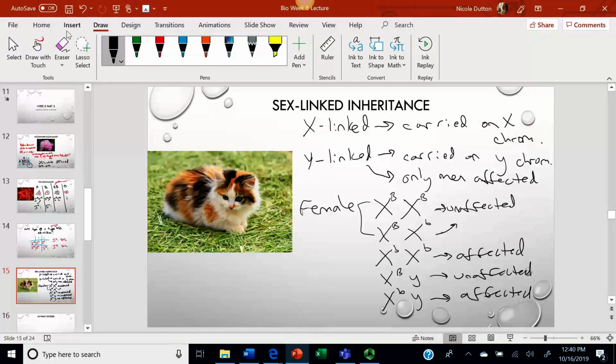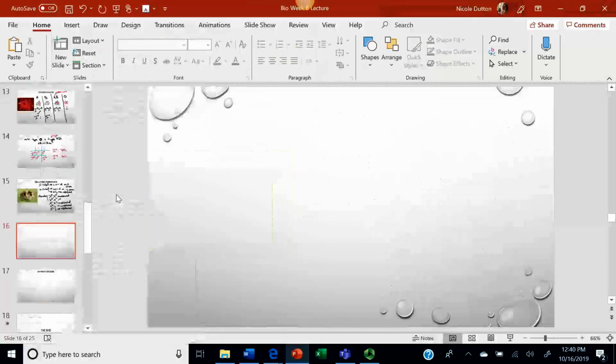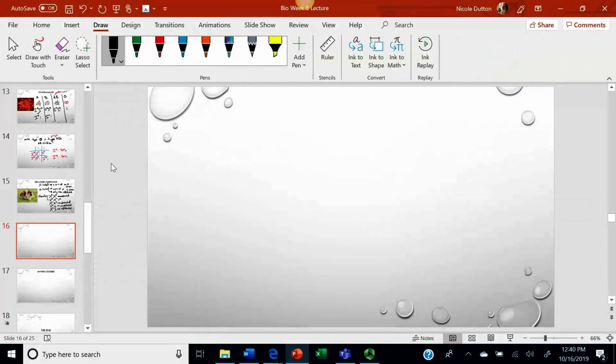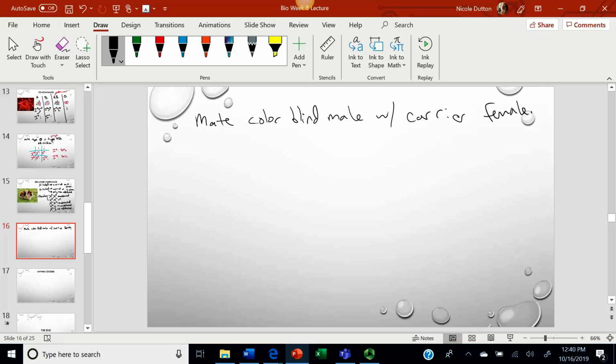So let's do an example of sex-linked inheritance. Let's say color blindness. So you mate a colorblind male with a carrier female. What is the probability of having colorblind children? Let's look at the alleles here. A male is going to be XY. Colorblind means that they have the recessive allele. A carrier female, well, female is going to be XX, and since they're a carrier, one's going to be normal and one's going to be lowercase.